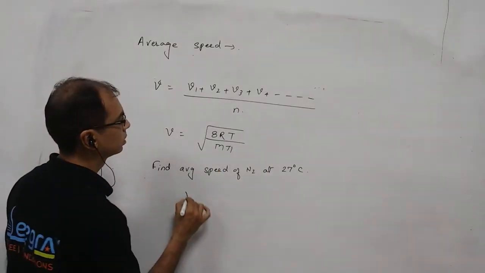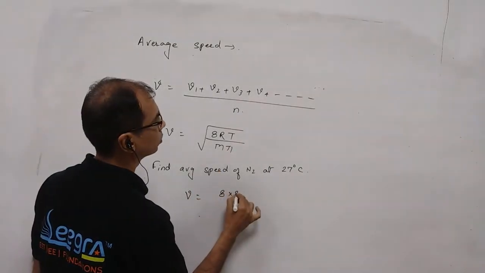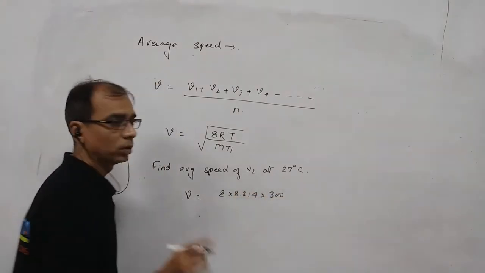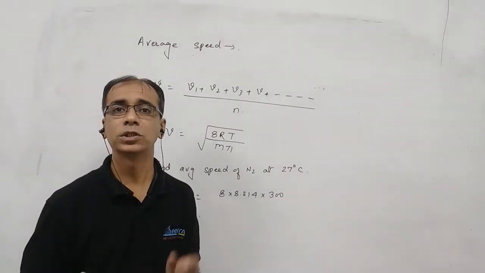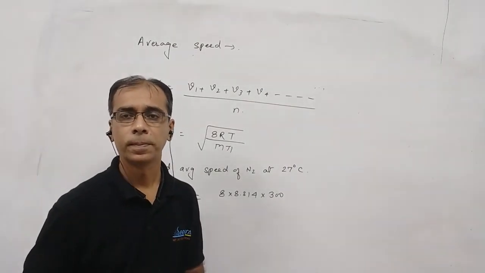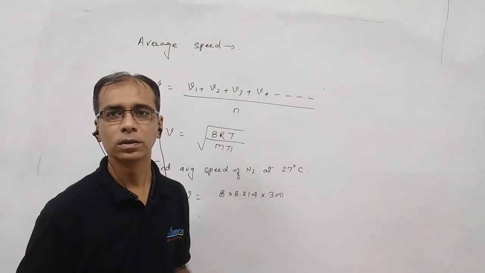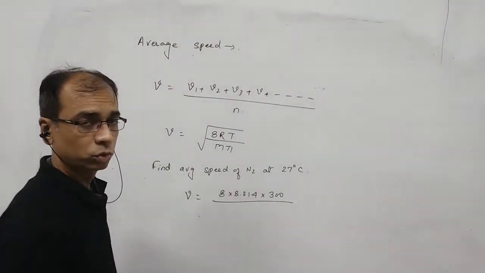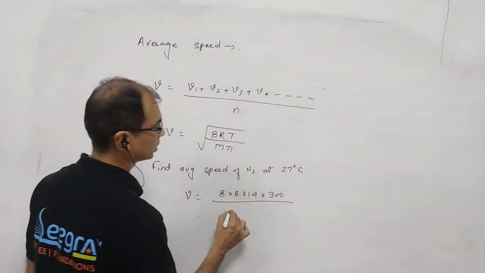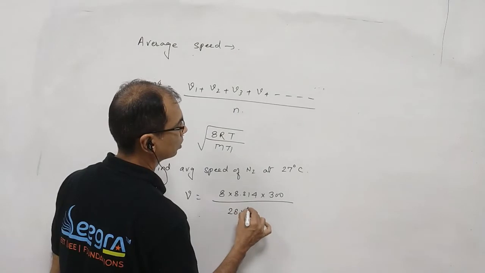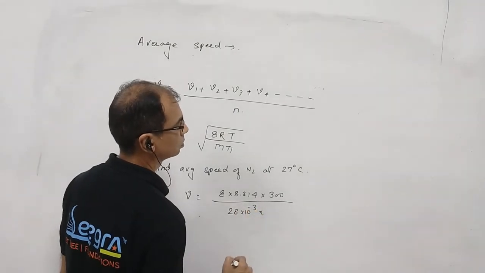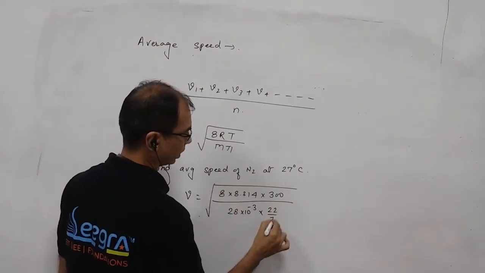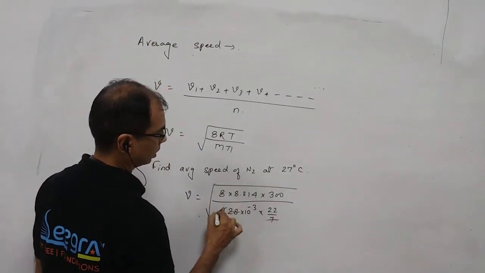Let's put it in. So 8 into 8.314. 27 degrees centigrade means 300 Kelvin. Always and always remember that temperature we have to write in Kelvin, never ever in degrees centigrade. Nitrogen I am considering to be N2. I have written N2, so its mass is 28 into 10 to the power minus 3, into 22 by 7. We can calculate that.